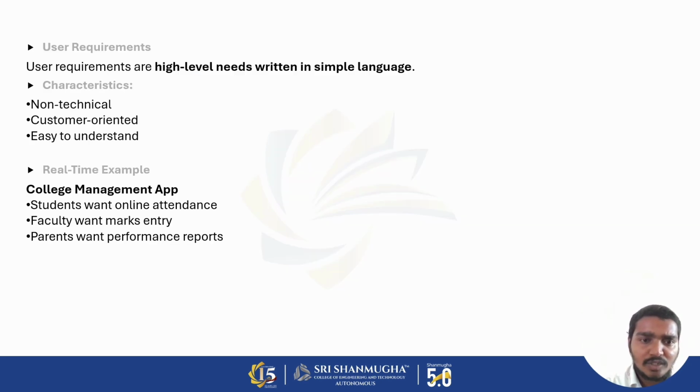User requirements are the high-level needs written in simple language. They are written for non-technical, customer-oriented understanding. They play the major role in user requirements. The real-time example is a college management application. Students want online attendance, the faculty can mark the entry, and the parents want performance reports. These are the user requirements of the college management application.